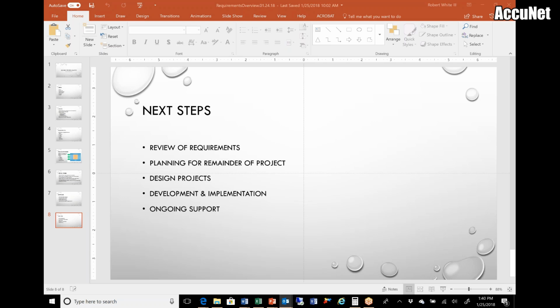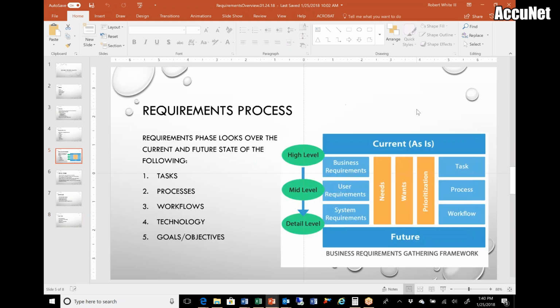Could you go back to slide 5 for a second? Sure. Okay. So the way I kind of look at this is, when you're meeting with someone, you identify whether their requirement is a business, a user, or a system requirement, and then that categorizes it. But then you also look at whether it's a need or a want, and then you would prioritize them. Correct. And then you would get deep into the tasks and the process and the workflow. Is that kind of how it would work?